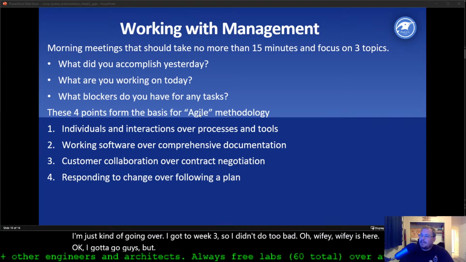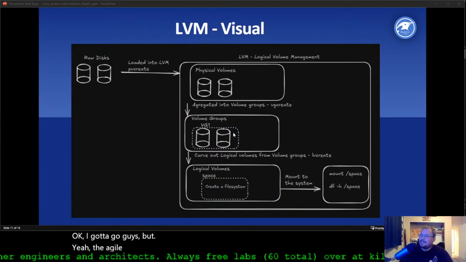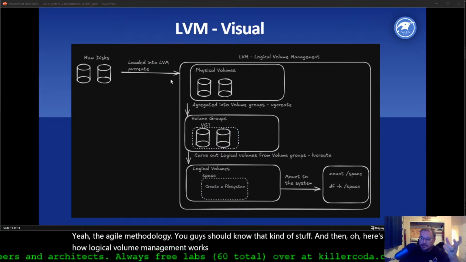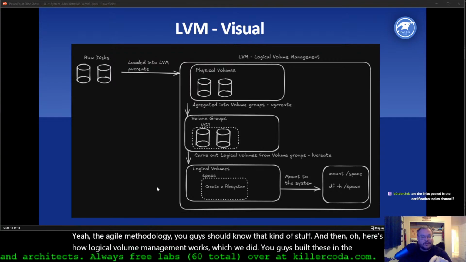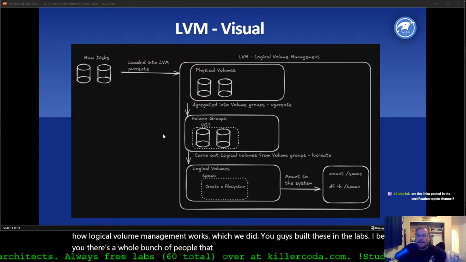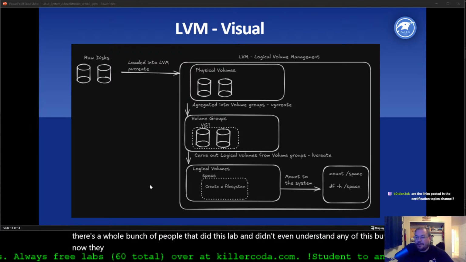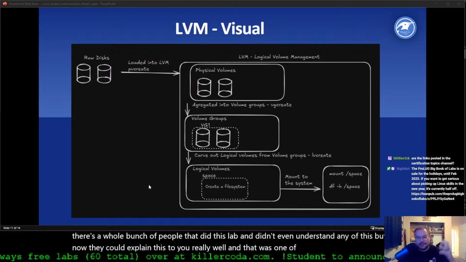yeah. The agile methodology, you guys should know that kind of stuff. And then, here's how logical volume management works, which we did. You guys built these in the labs. I bet you there's a whole bunch of people that did this lab and didn't even understand any of this, but now they could explain this to you really well. And that was one of my big goals out of this, was to get you guys doing all this stuff.